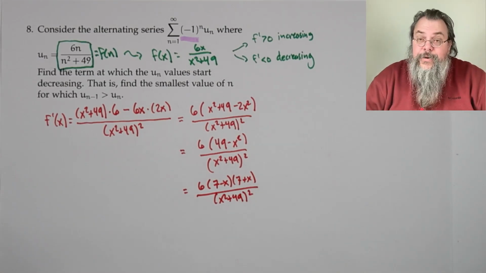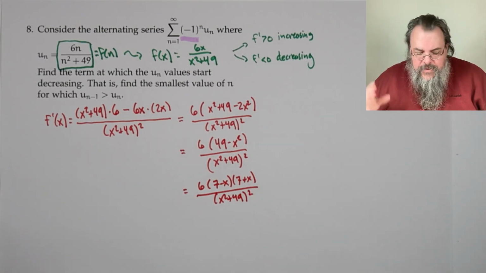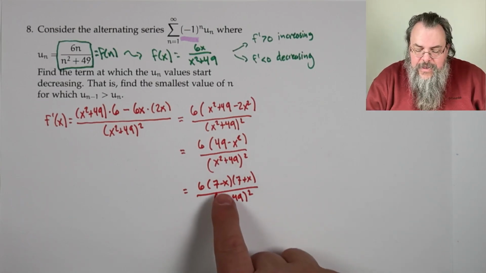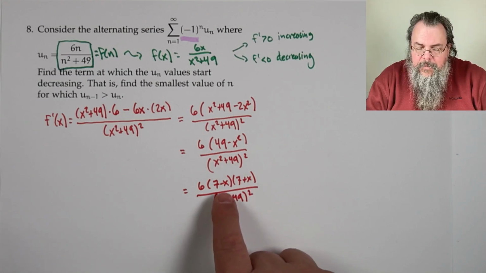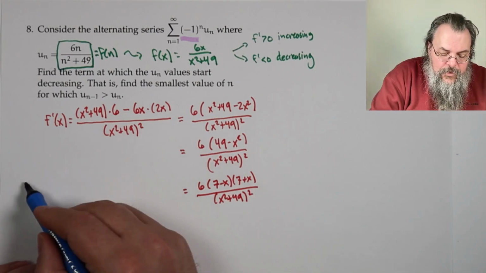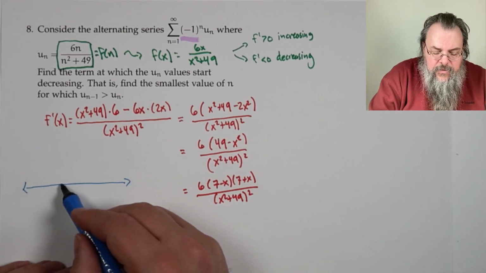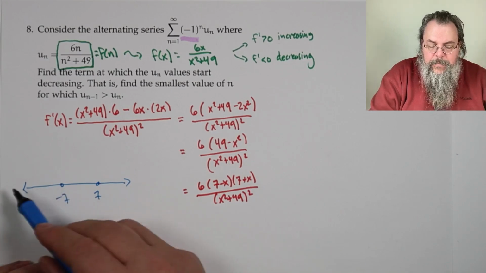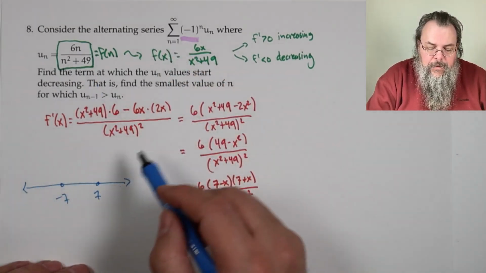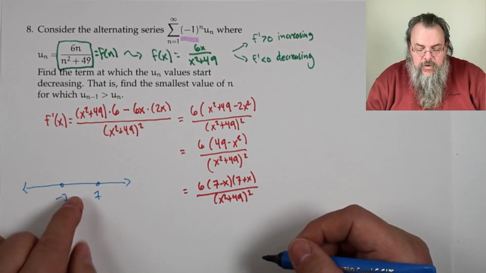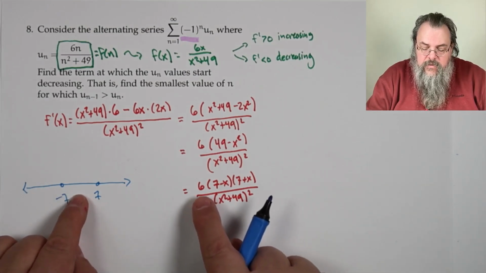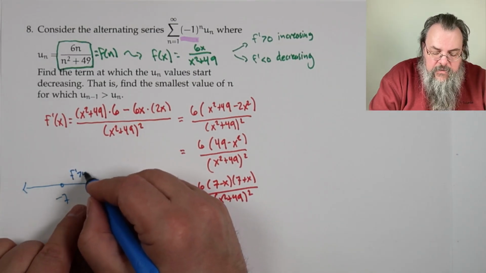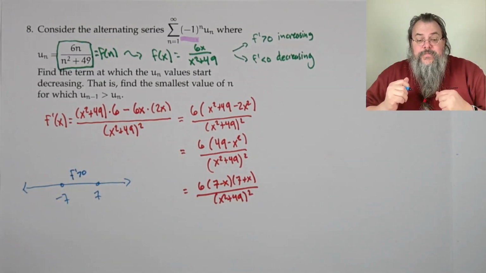And so what are our critical points? Well, the denominator is never 0. Okay, great, because it's a square plus a square. Upstairs, negative 7 and positive 7. And so if you draw a number line, you've got negative 7 and positive 7. We don't really care about what happens with negative values because n is positive. When you plug in 0, what do you see? Well, you get 6 times a positive over a positive. You see f prime is positive, which means we're going up.